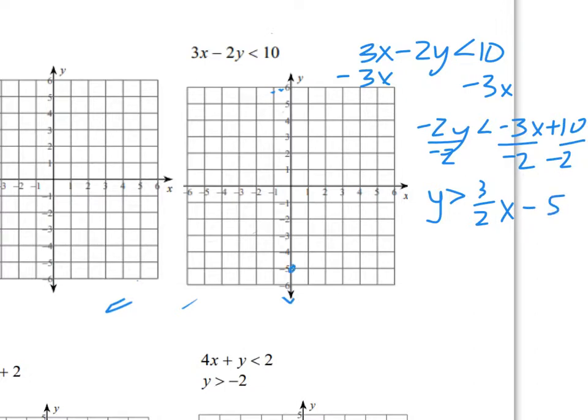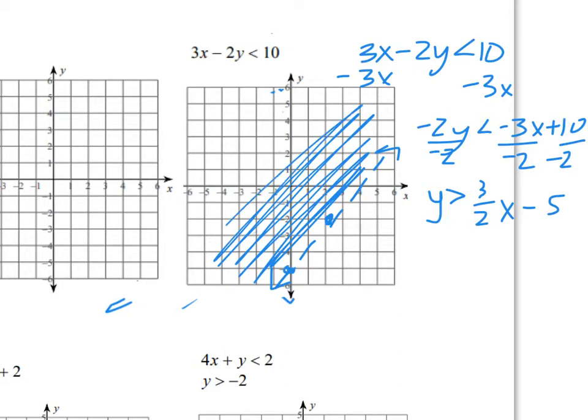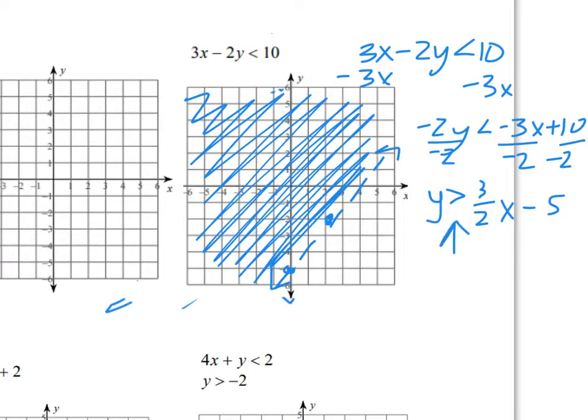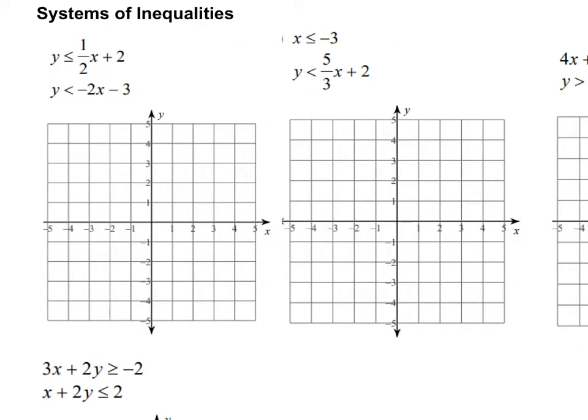So begin at -5, move with m, which is 3 over 2. Since I don't see an equal to, that means that I'm going to draw a dotted line. And it's a greater than symbol, so I'm going to shade all of this above. So you want to make sure you're paying attention to your inequality at the end after I've solved for y and not at the beginning.